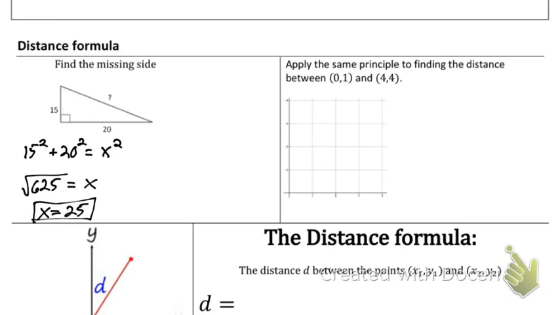The same exact principle applies when you're trying to find the distance between 2 points. So if I plot 0, 1 on my graph, remember that is x value of 0, y value of 1, so that's my point (0, 1). And then I plot the point (4, 4).